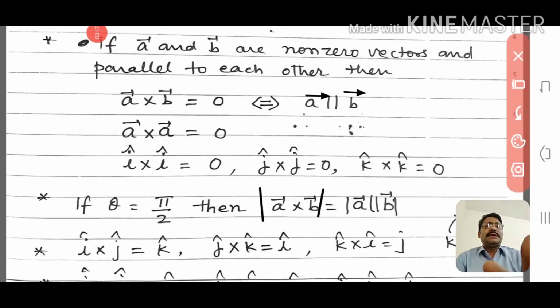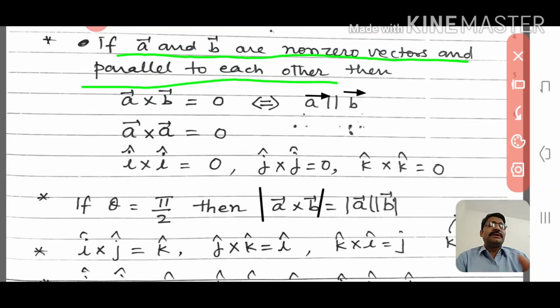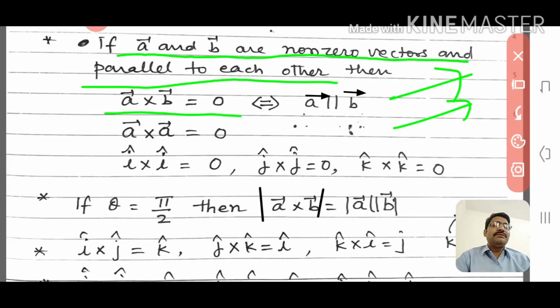You can understand this: if A and B are non-zero vectors and parallel to each other, then A cross B will be equal to 0, because A cross B equals modulus A modulus B sine theta n cap, and sine theta is 0, so the whole product will be 0. It is not necessary that A or B is 0. If A is not 0 and B is not 0, but the angle theta is 0, then A cross B will be 0, meaning A is parallel to B.